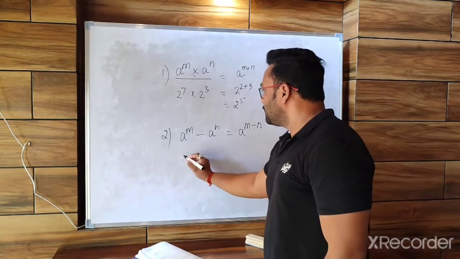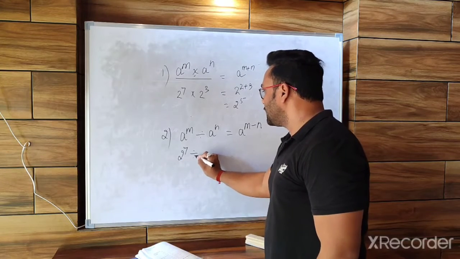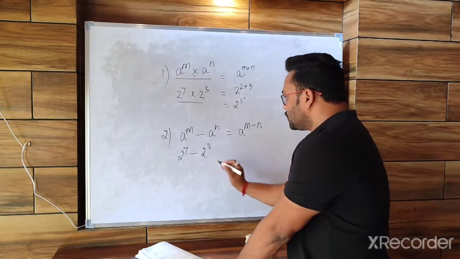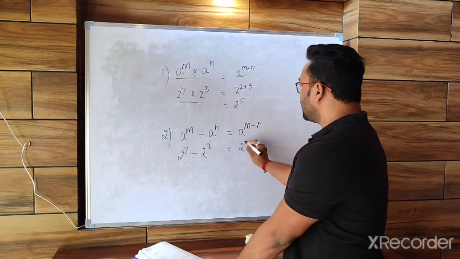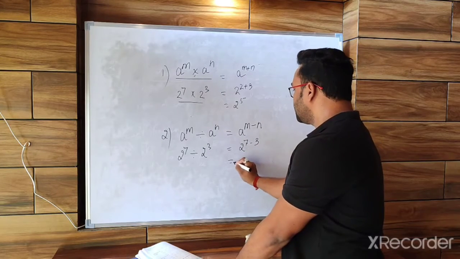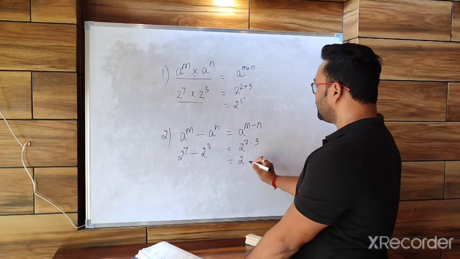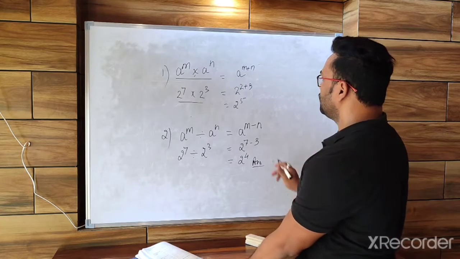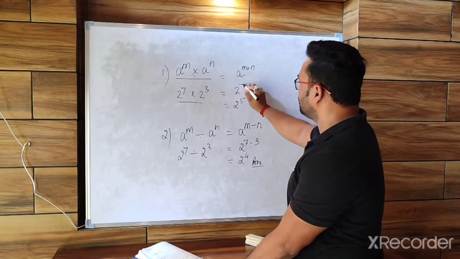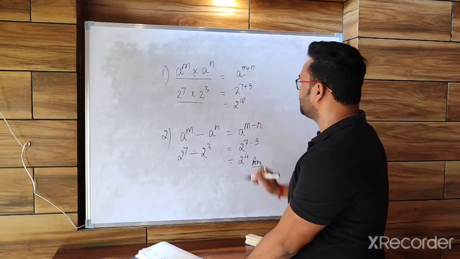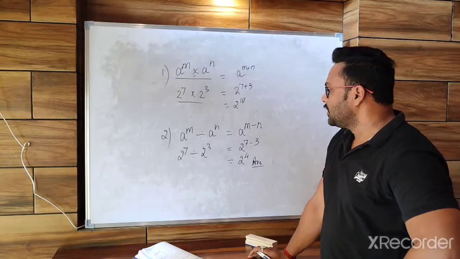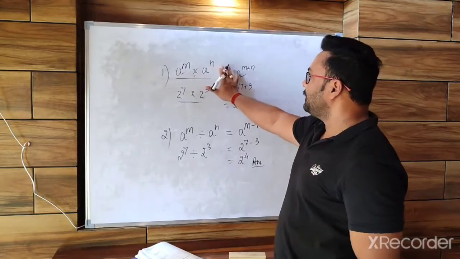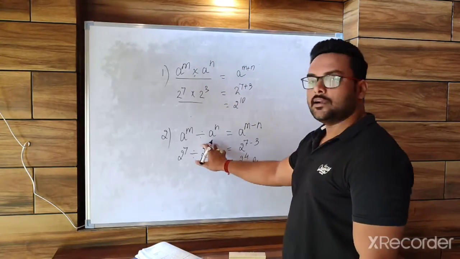Take the example 2 to the power 7 divided by 2 to the power 3. I have taken the same example so that you understand clearly. So you can write it as 2 to the power 7 minus 3, which is equal to 2 to the power 4. This is the way we are supposed to solve the question. Okay, so a to the power m and a to the power n, multiplication you understood, and division.